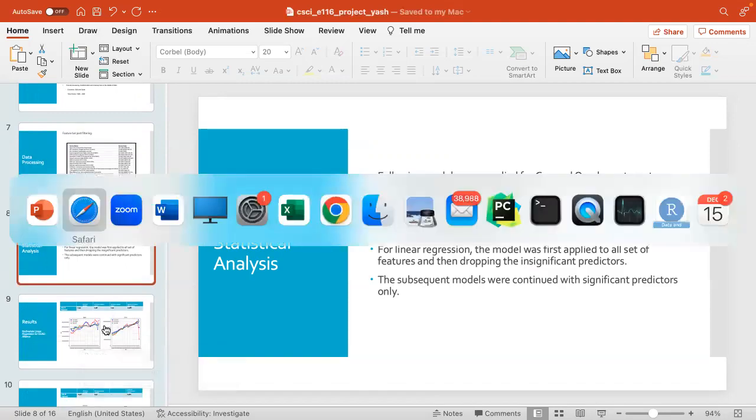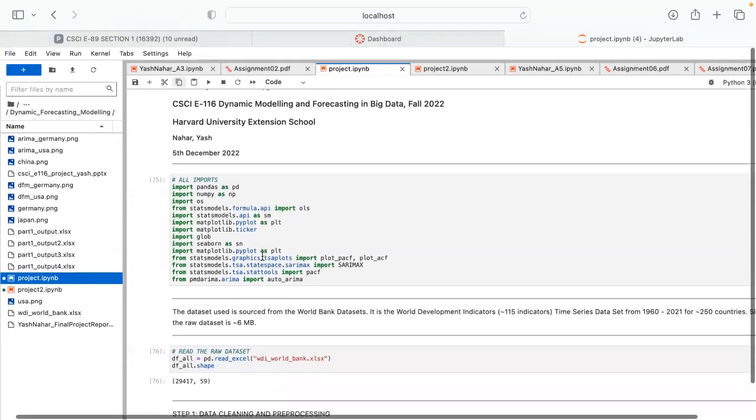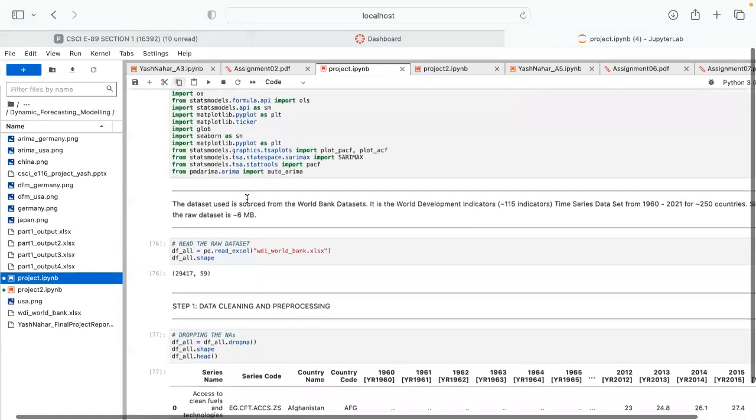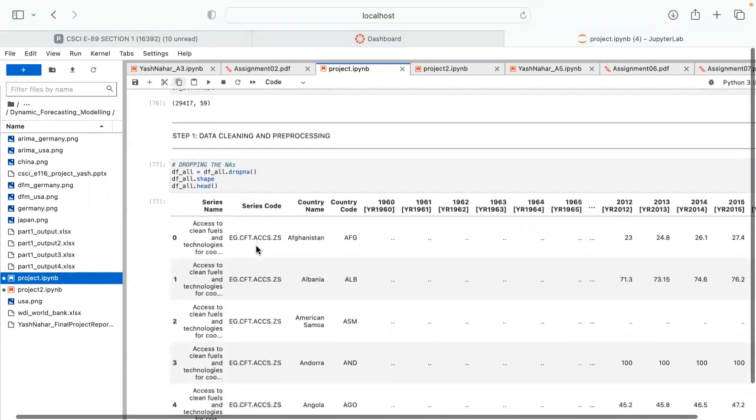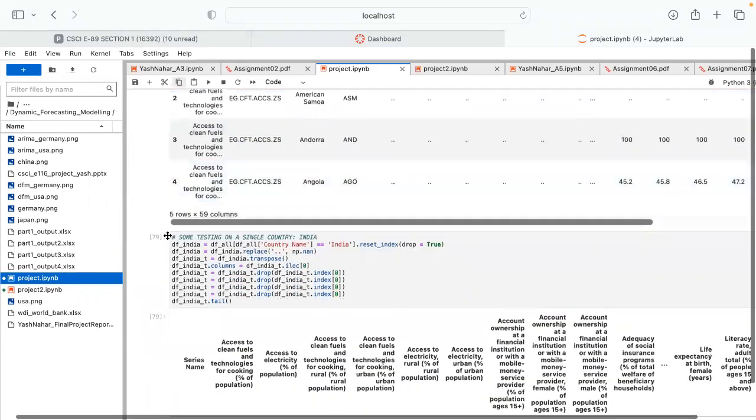So coming to the Jupyter notebook, I have performed this entire experiment in Python. While I could have chosen R, I'm well versed in Python and hence the choice. All the imports, as you can see over here, reading the data set, and performing all the data cleaning and pre-processing steps that we just discussed.